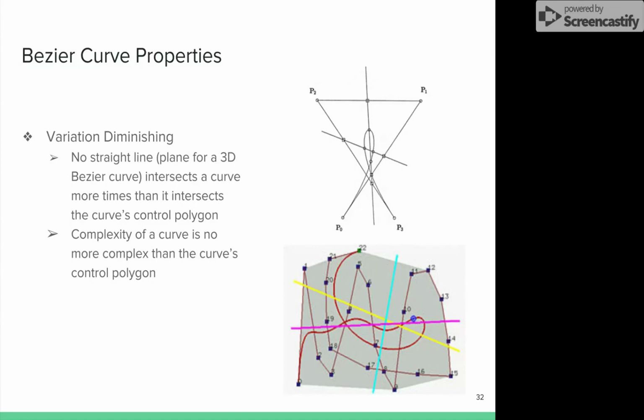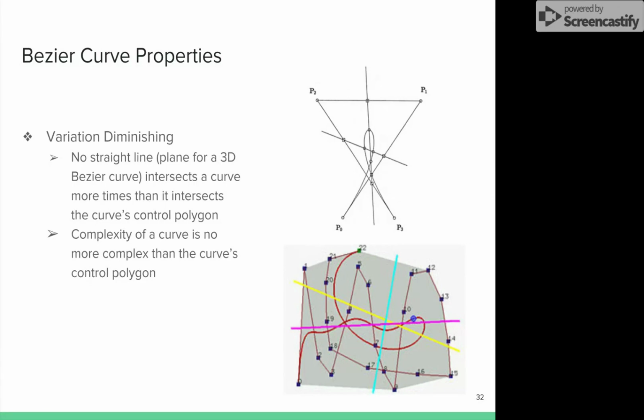Let's just pick one line to look at. Let's say yellow, for example. Let's count how many times it intersects the control polygon. So it intersects the control polygon 1, 2, 3, 4, 5, 6, 7. 7 times. Now let's count how many times it intersects the curve. 1, 2, 3. So as you see, it intersects the curve fewer times than it intersects the control polygon.